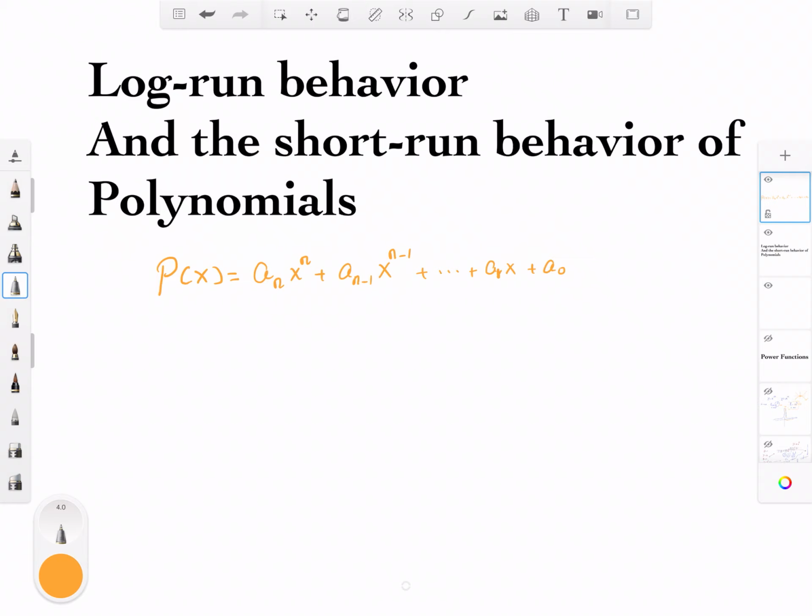In this video, we're going to talk about the long-run behavior and the short-run behavior of polynomials. We learned that the standard form of polynomials looks like this. Each one represents one term. Each term has a coefficient and a degree.